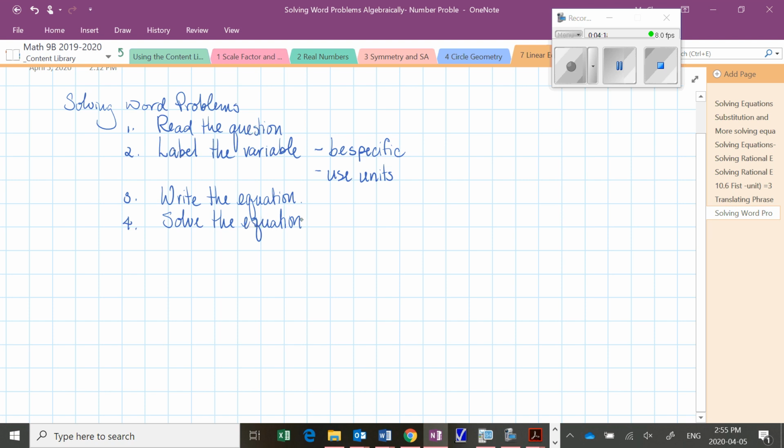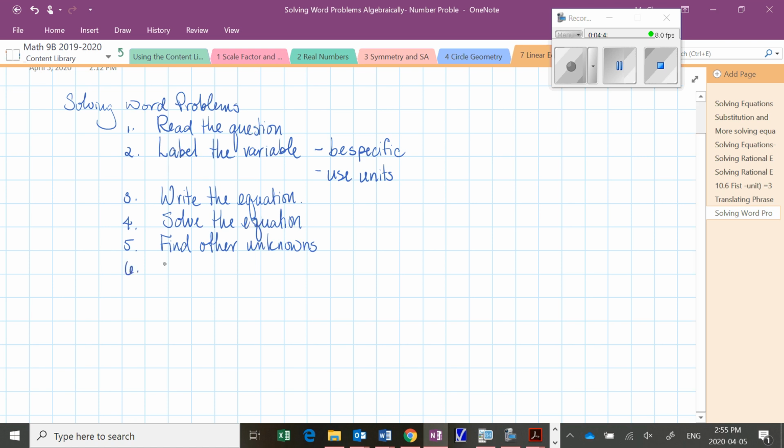And then the next piece is that we're going to find the other unknowns. In some cases you're being asked to find 2 numbers or find 3 numbers, so you've only solved for one of them. You need to find the other unknowns that may have come into play in the question.